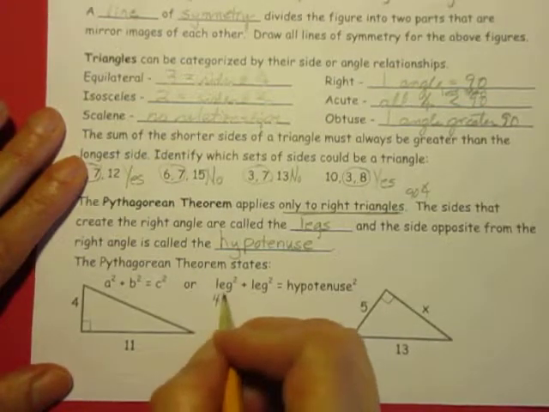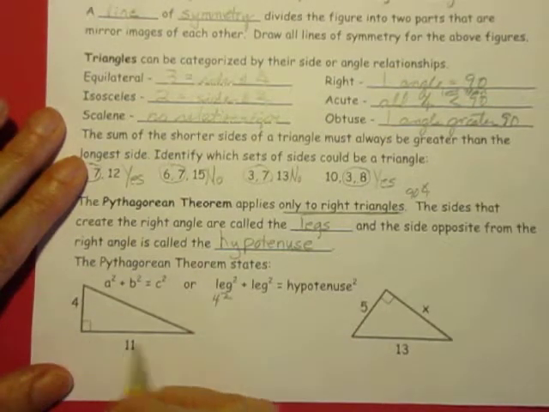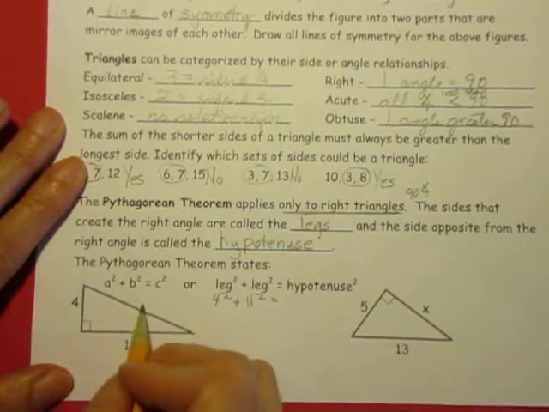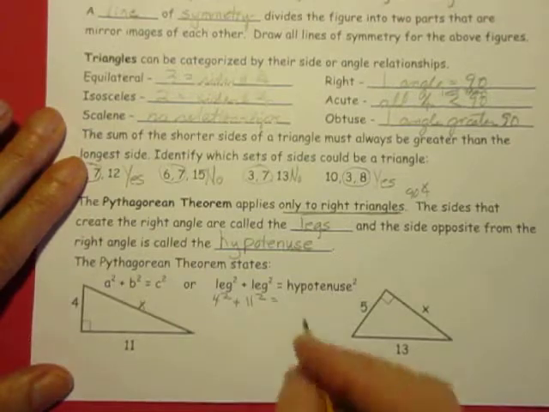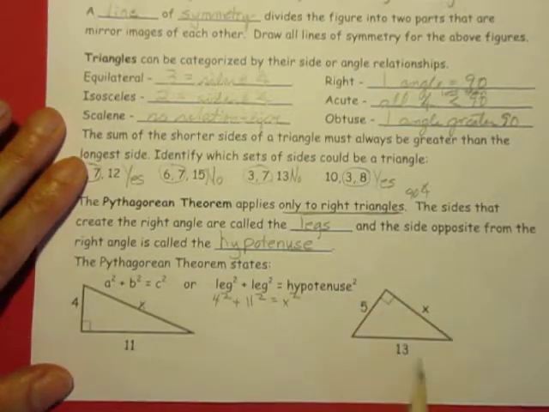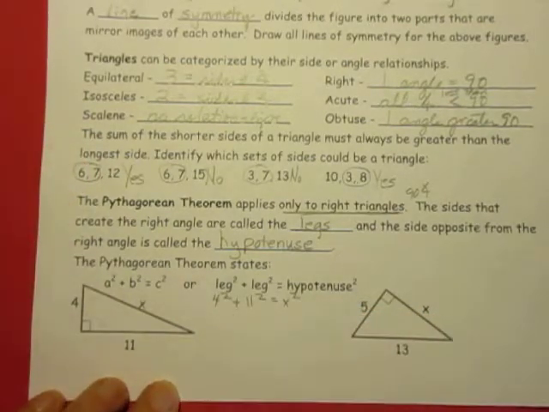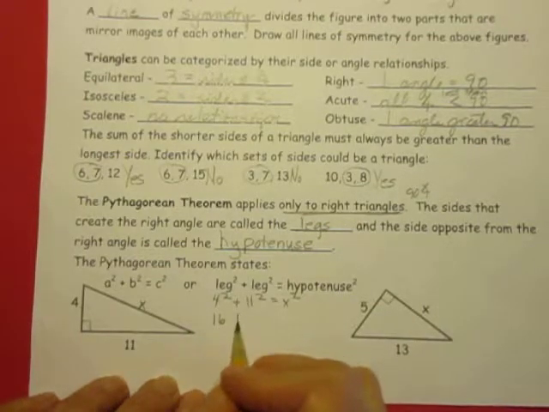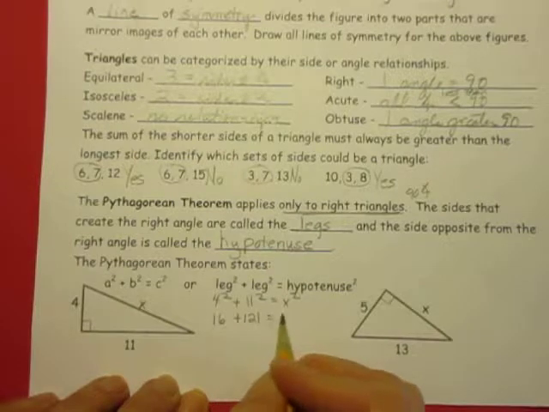So I'd have 4 squared, because 4 is a leg, and 11 is the other leg, so I'll have 11 squared, equal to my hypotenuse squared. My hypotenuse squared is what I'm solving for. I'm going to call that my x squared. So I plugged everything in. Now I need to square. 4 squared is 16, 11 squared is 121, is equal to x squared.